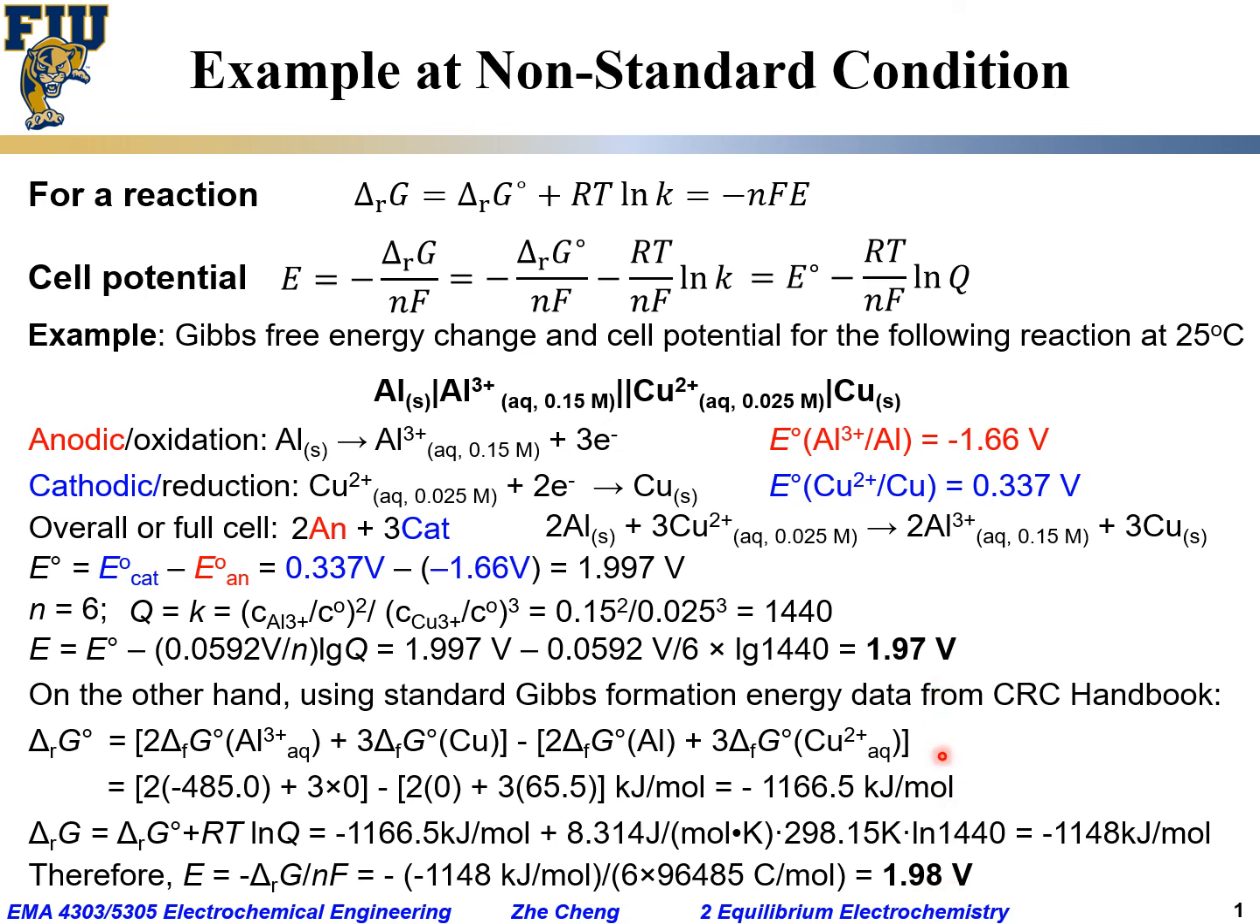Okay, so you see we can get almost the same cell potential either directly using the standard electrode potential series and correcting with the Nernst equation for the concentration effect, or we can first calculate the standard Gibbs free energy change for the reaction and correct using the reaction quotient term for the Gibbs free energy, and then calculate the cell potential, and the results should be very, very close. Okay?